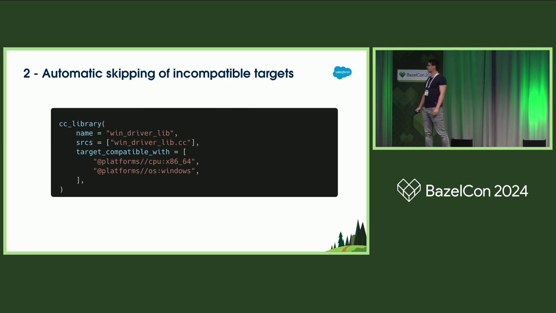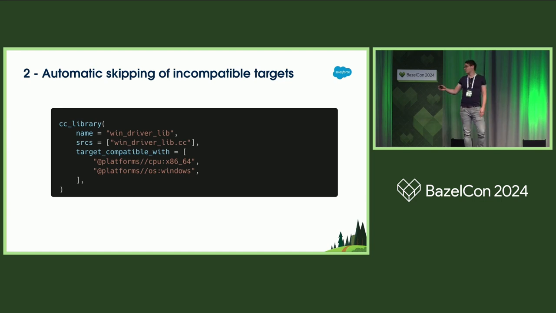The next one is automatic skipping of incompatible targets. This is a quite basic toolchain feature, but it's awesome every time. Once you have your constraints and your platforms defined, you can mark the actions in your build graph as either compatible or incompatible to certain criteria. Like, this test only works on Windows, or this binary only builds on an ARM machine. And Bazel will then, when you initiate a build, check what machine it is running on, and then either add or remove that from your build graph automatically. You don't need to do anything further here.